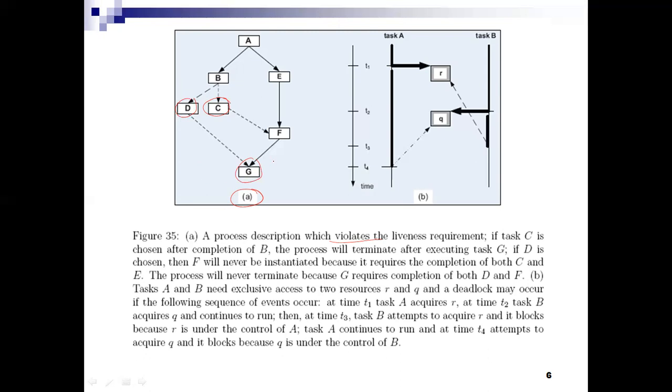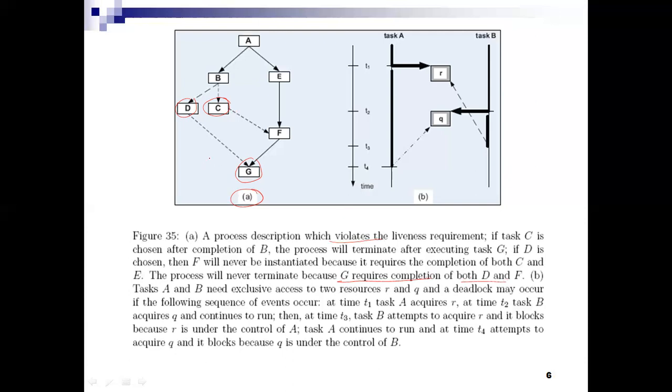If D is chosen, what happens? Then F will never be instantiated, because when we choose D, it is not at all related to F. F will never be instantiated because it requires the completion of both C and E. So here when we choose D, C and E are supposed to complete the process. So the process will never terminate because G requires completion of both D and F.